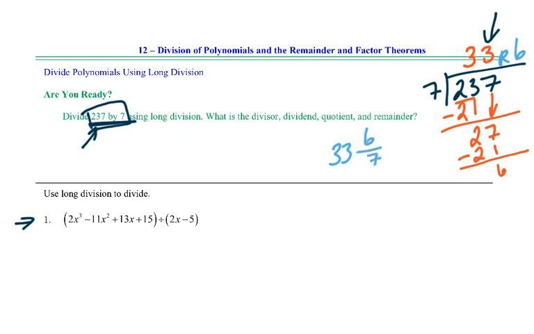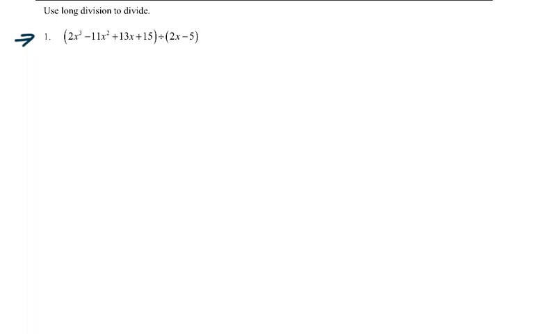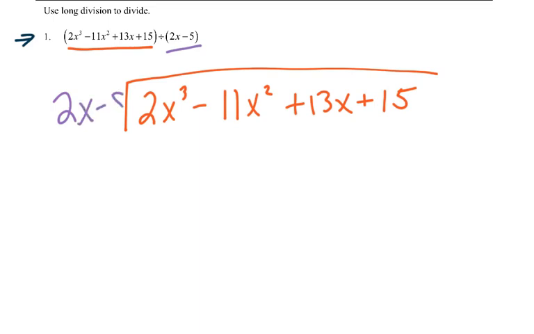So we're going to take this same concept and apply it to dividing and using long division to divide polynomials. We're going to take our dividend, 2x to the third minus 11x squared plus 13x plus 15. We're going to divide that by our divisor, which is 2x minus 5. And we're essentially doing the same thing.